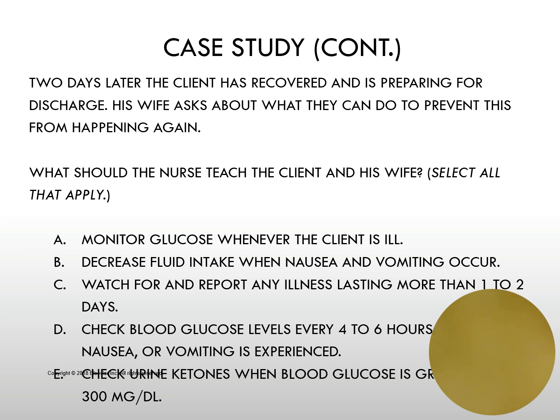Monitor glucose whenever the client is ill. Decrease fluid intake when nausea and vomiting occur. Watch for and report any illness lasting more than 1 to 2 days. Check blood glucose levels every 4 to 6 hours if nausea or vomiting is experienced. Check urine ketones when blood glucose is greater than 300 milligrams per deciliter.